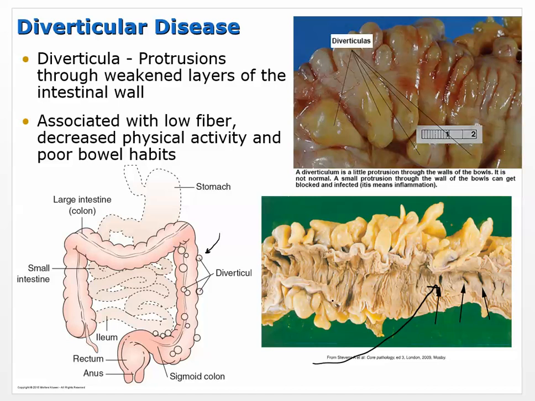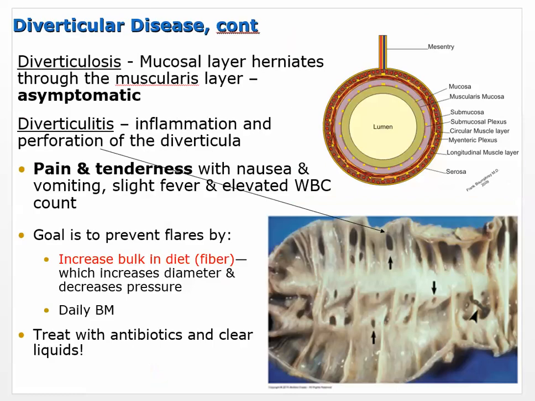So a lot of times we hear, you need more fiber in your diet because higher fiber diets prevent colon cancer. Well, they prevent colon cancer because fiber is going to make it easier for your colon to push things through. That's going to reduce any kind of diverticula as an example, but it's going to reduce some other kinds of damage that can take place. So yes, diverticular disease is associated with low fiber, decreased physical activity, poor bowel habits, that kind of thing.